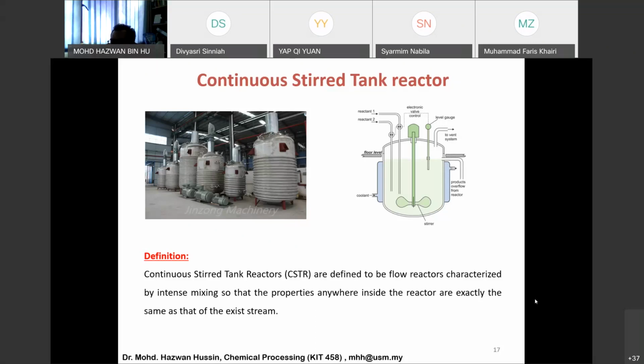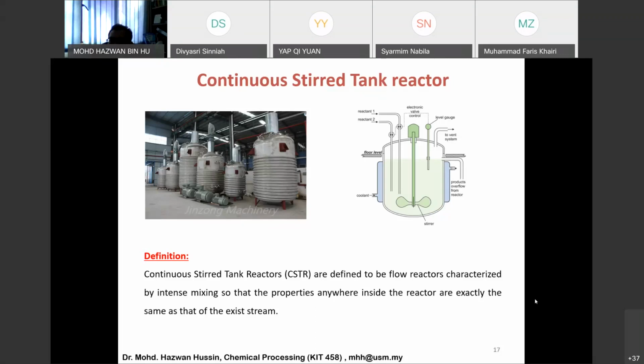The coolant is actually important in order to give the heat transfer, or to maintain the heat transfer process. The continuous stirred tank reactor is defined as a flow reactor characterized by intense mixing, so that the properties anywhere inside the reactor are exactly the same as those of the exit stream.